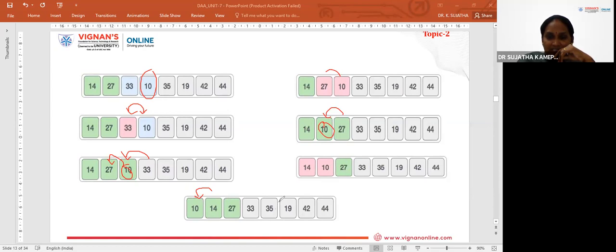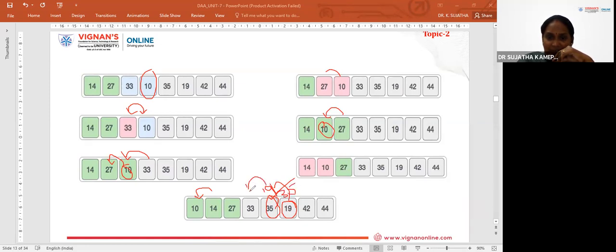After that, we take the next unsorted element, which is 35. Since it is greater than all of these elements, its position cannot be changed. Next, we take the next unsorted element, 19. We compare it, and we interchange the positions. Here 19 comes and here 35 comes.